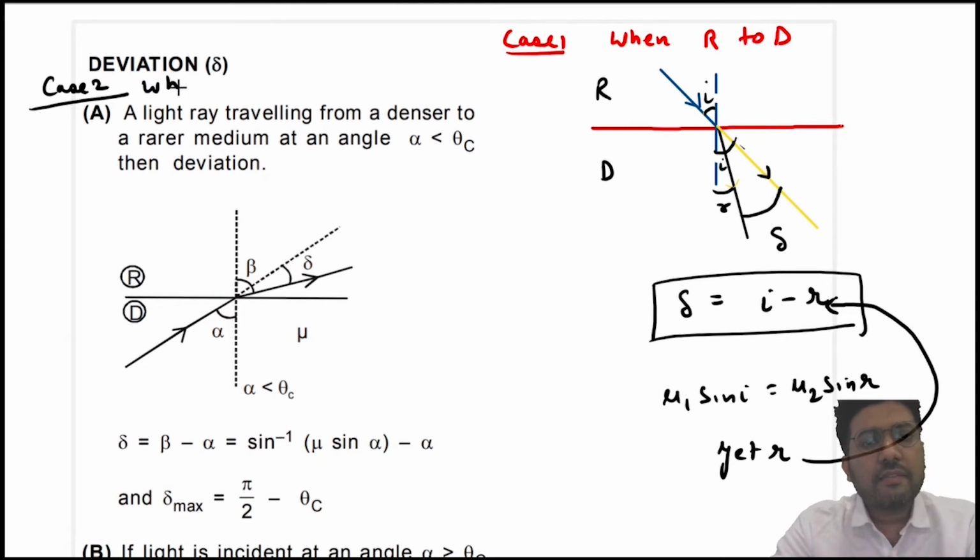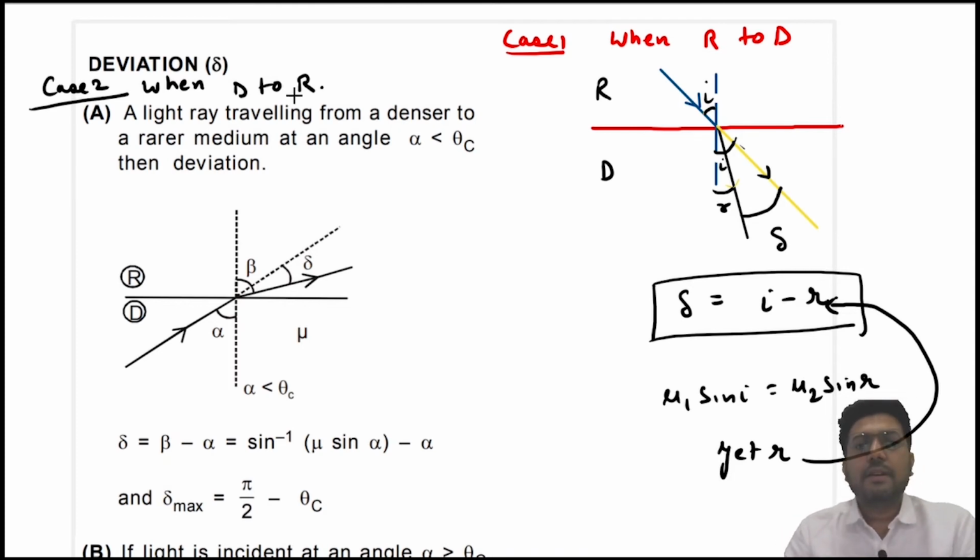When light travels from denser medium to rarer medium, there will be two subcases. Why? Because when light travels from a denser to rarer medium, there can be refraction and there can be reflection also. Up to the critical angle, there will be refraction and the light ray will bend away from the normal. But after the critical angle, instead of refraction, there is reflection. So there will be a different formula for the angle of deviation.